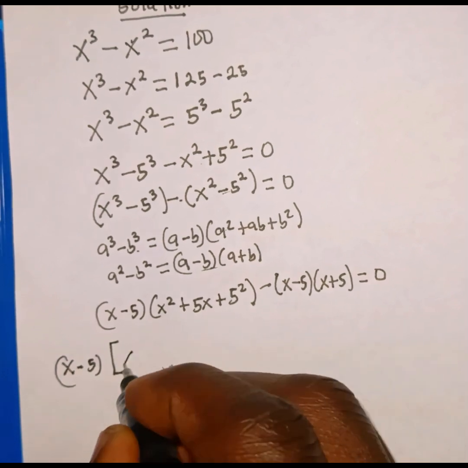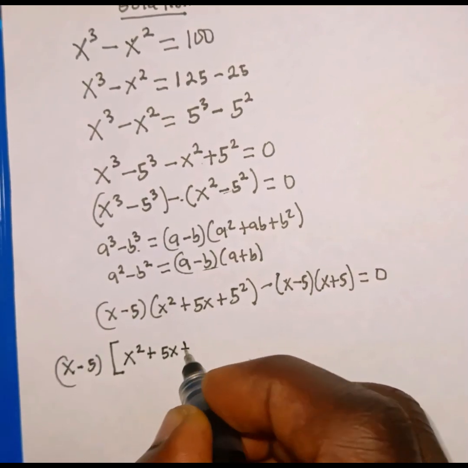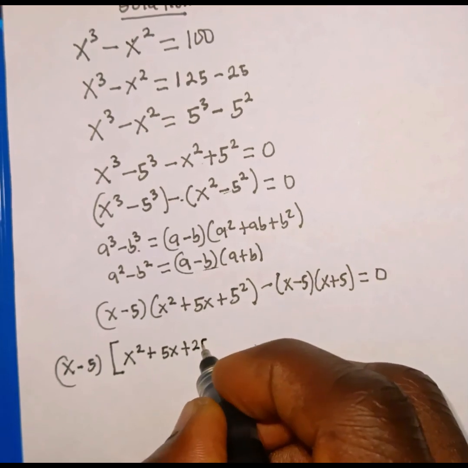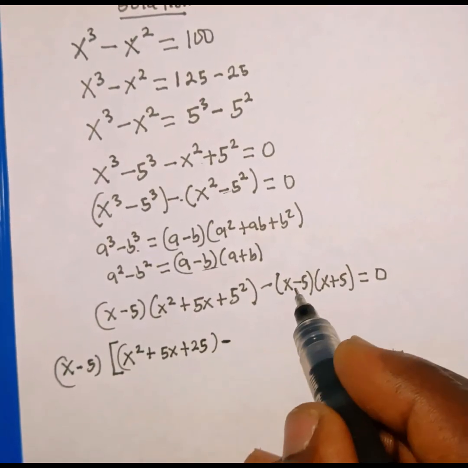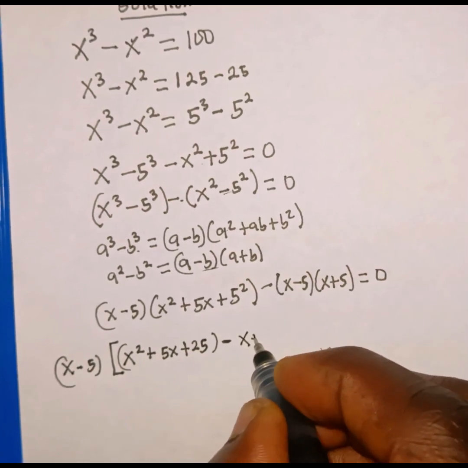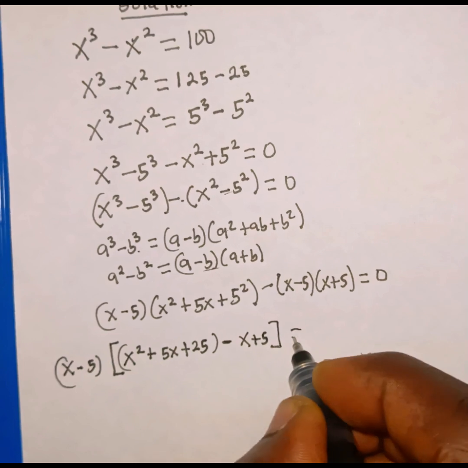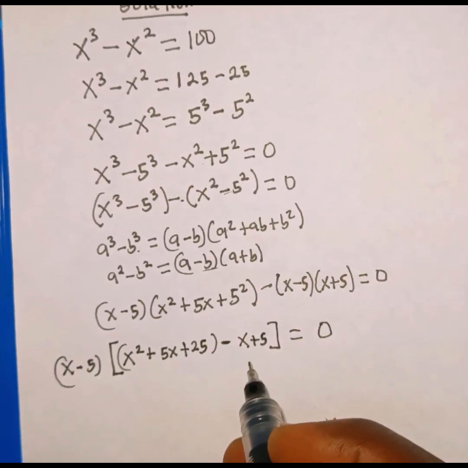It will remain only x squared plus 5x plus 5 squared, which is the same as 25. Now, minus. Here x minus 5 is outside already, it will remain only x plus 5. So everything will be equal to 0. So now we're going to work on this inside bracket.